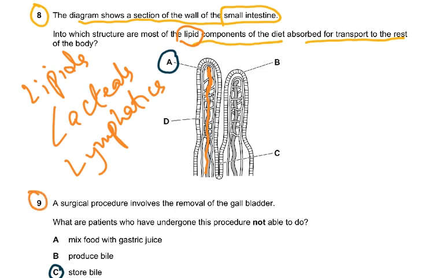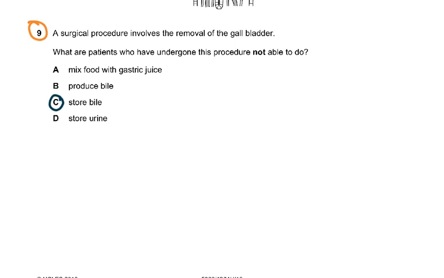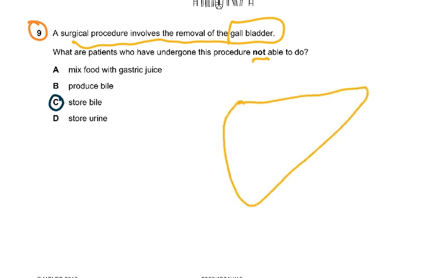Next, question 9. A surgical procedure involves the removal of the gallbladder. If you have stones in the gallbladder, you have to remove them. The gallbladder is removed, but it doesn't do much harm to a person. It says, what are patients who have undergone this procedure not able to do? If the gallbladder is missing, remember this is the liver, and the gallbladder stores the bile, and then the bile duct carries this bile and opens into the duodenum.